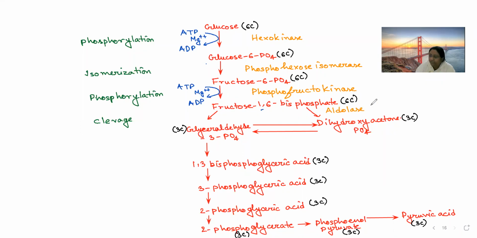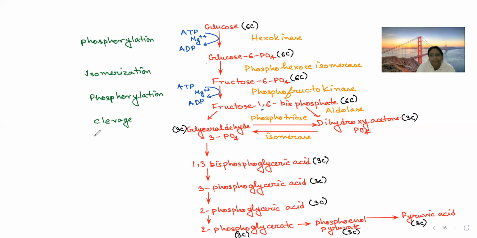Okay, so after this breaking down, we actually get two 3-carbon compounds, and these two 3-carbon compounds get converted from one to another via the enzyme phosphotriose isomerase, or in other words it is also known as triose phosphate isomerase. And this reaction is again, what type of reaction is this?